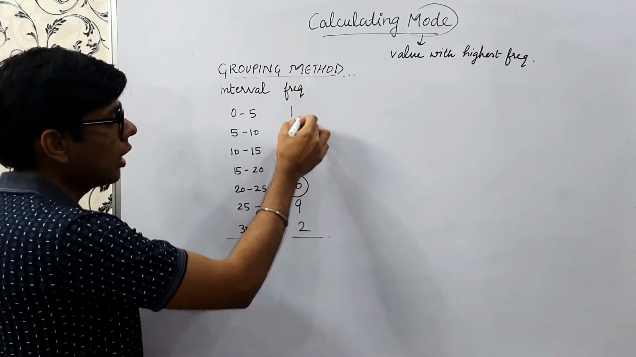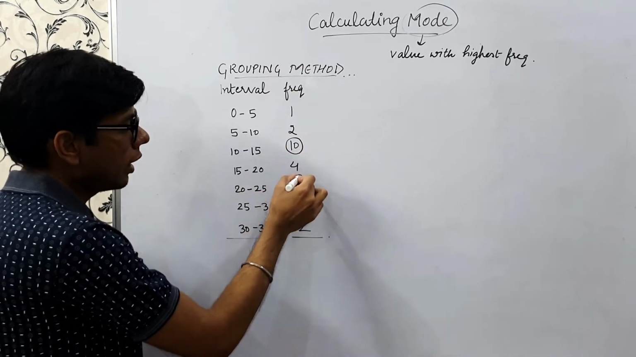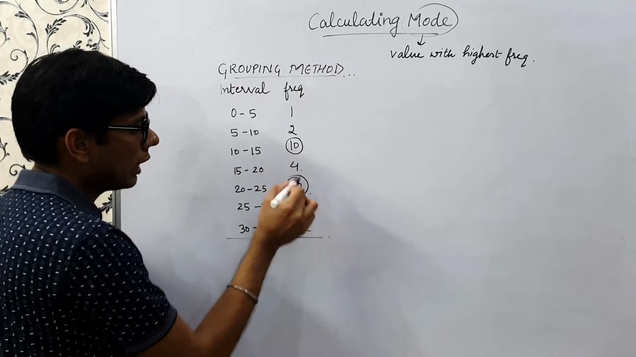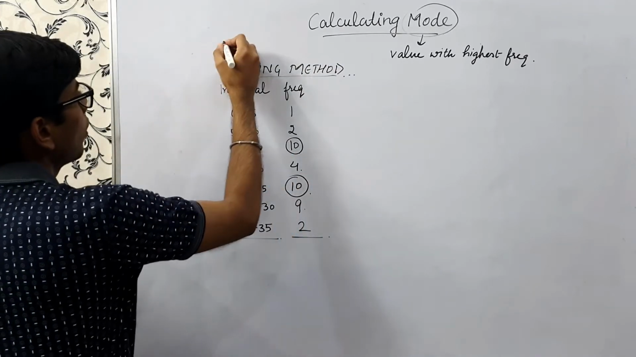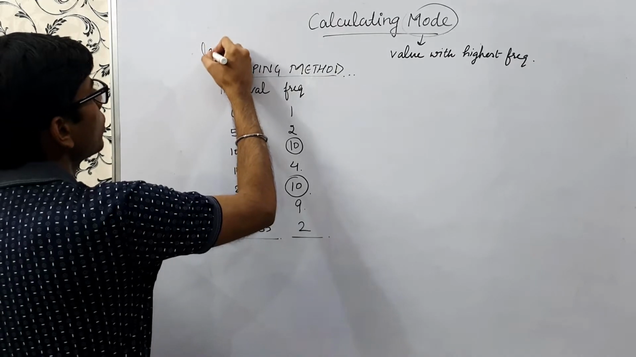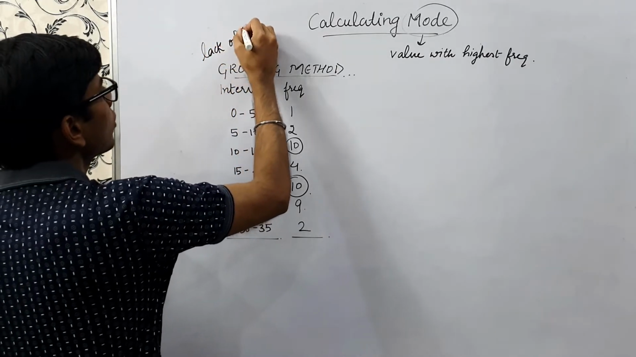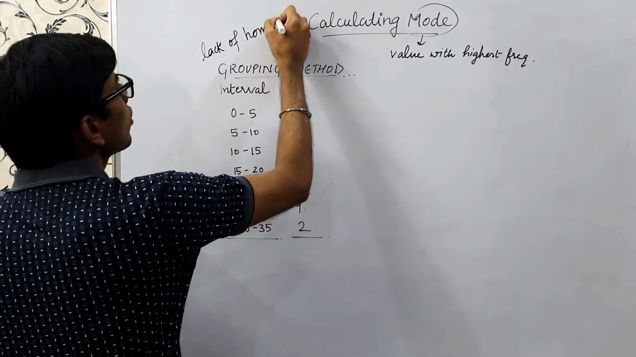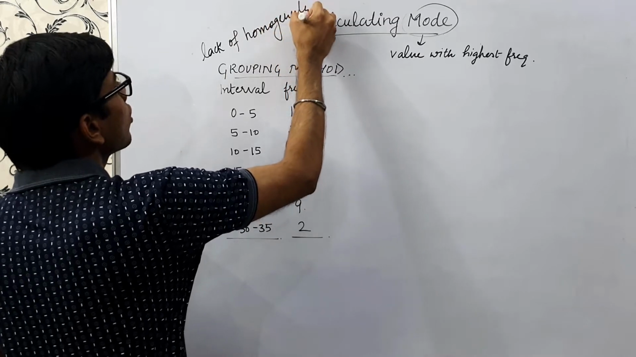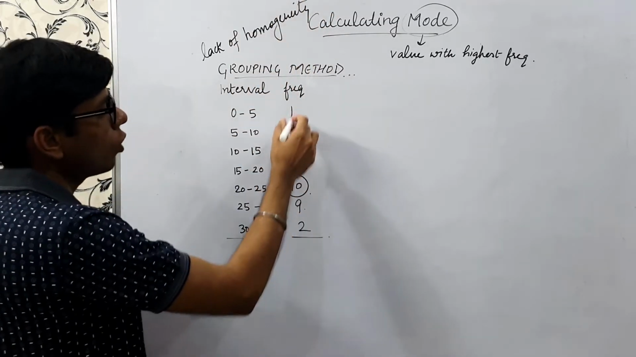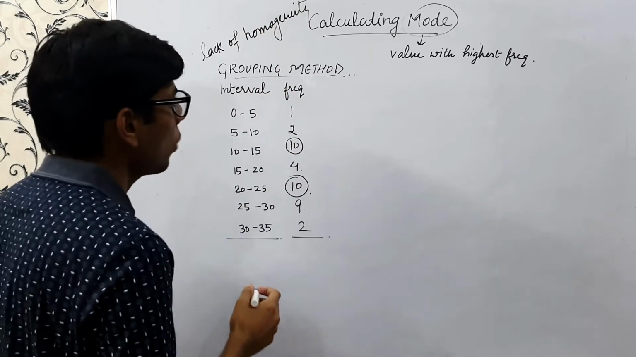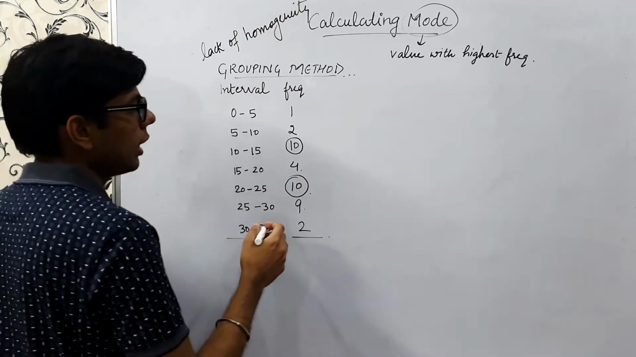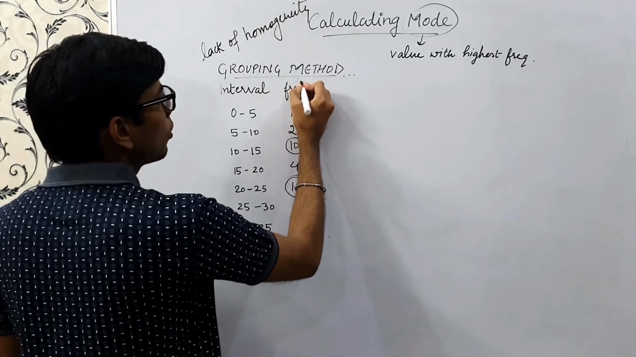Also see, the frequency first reaches 10, then it decreases to 4, then again 10, and then 9. So there is some sort of lack of homogeneity in the data. Hence we'll use the grouping method. So what does the grouping method state?